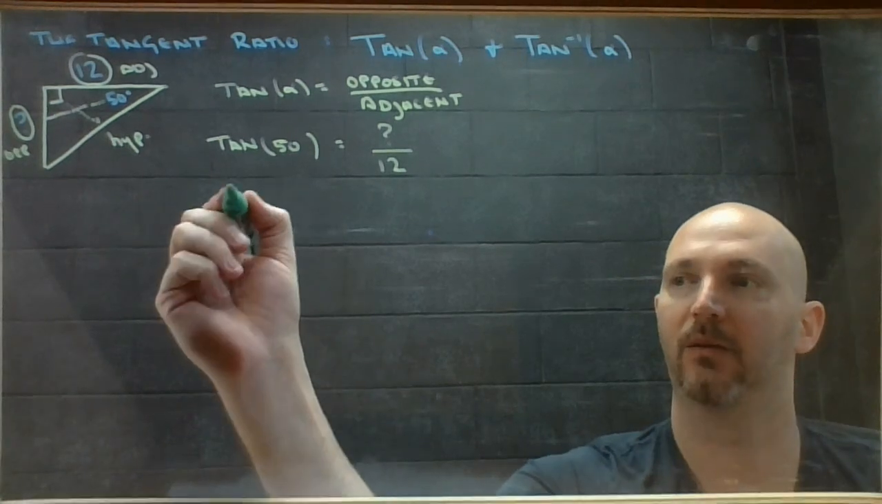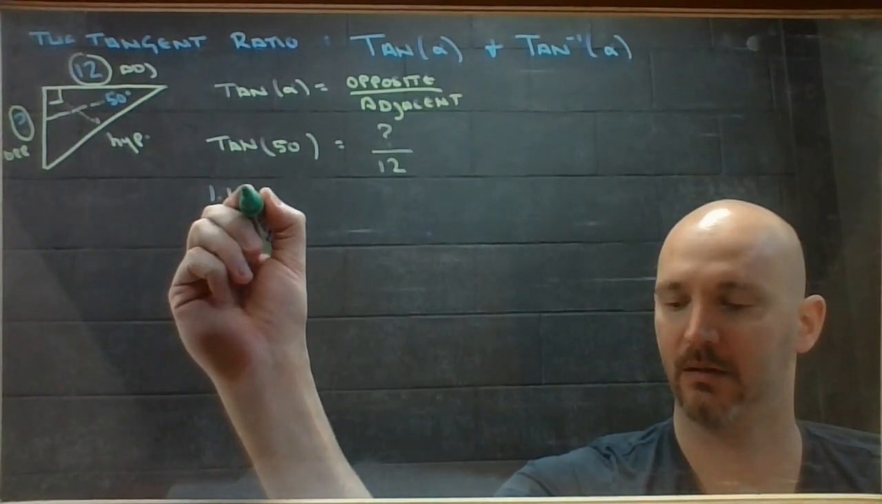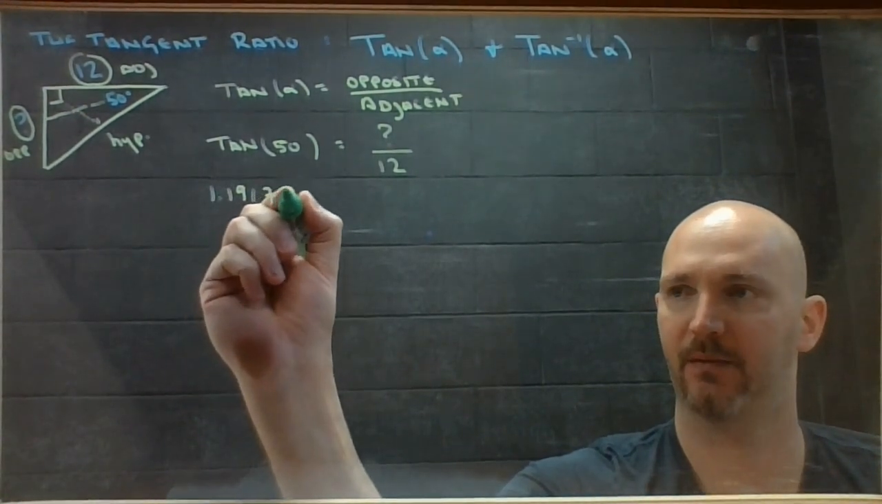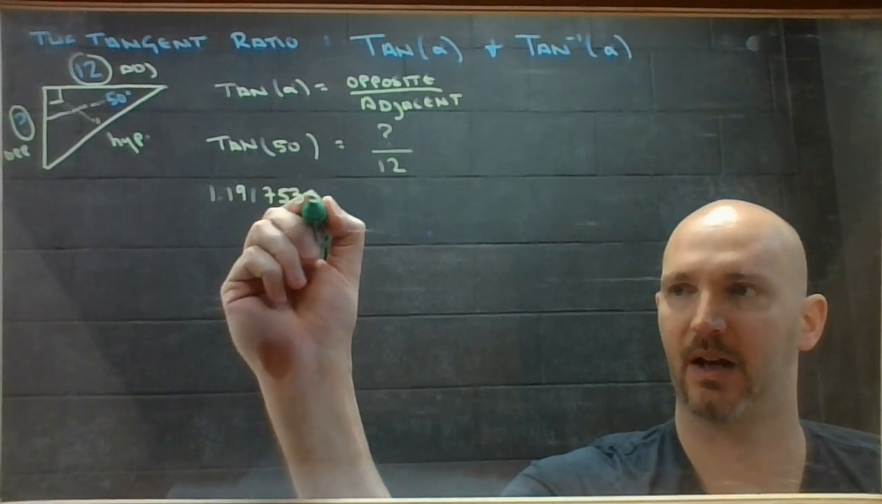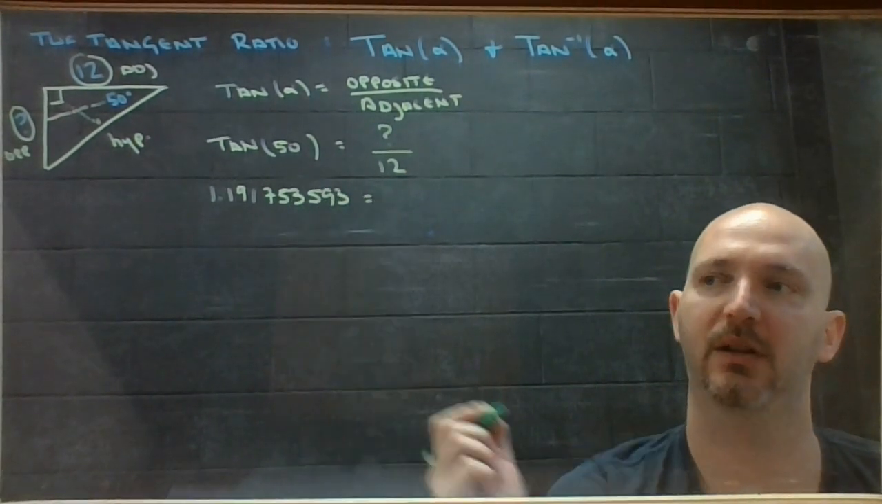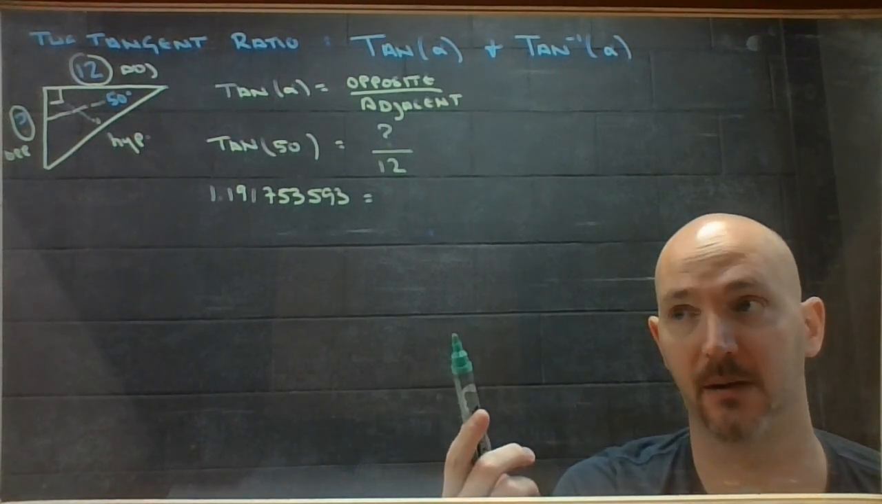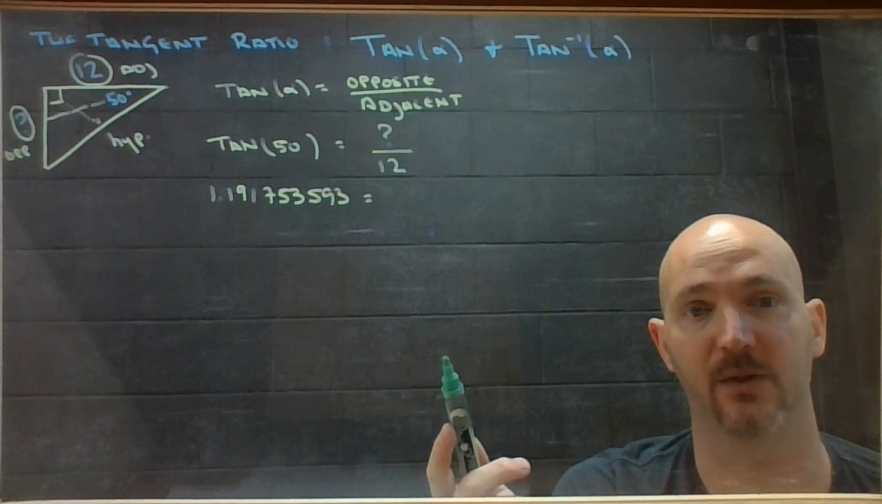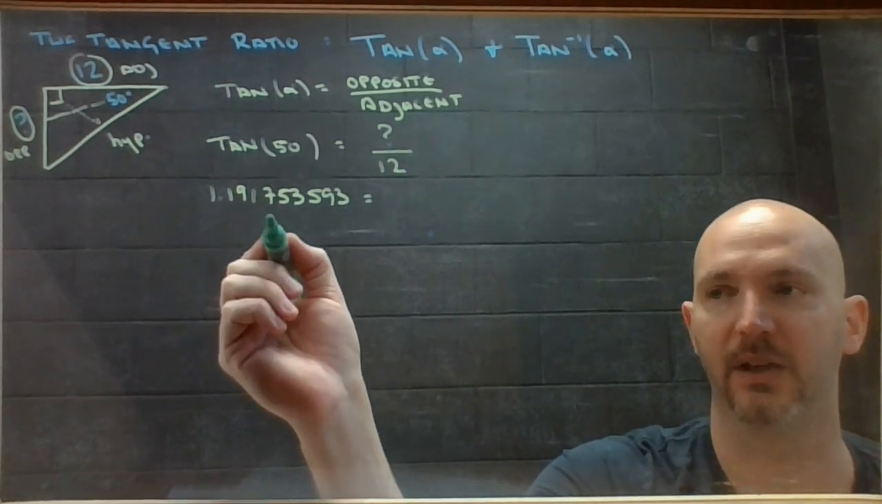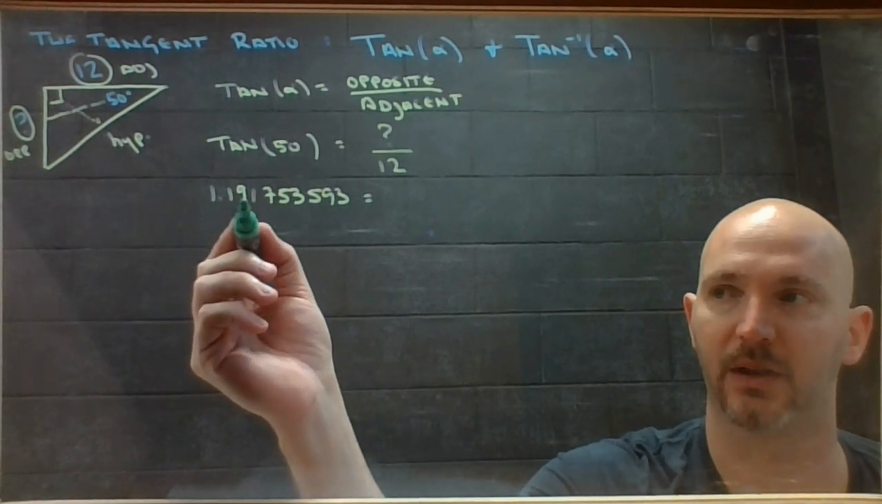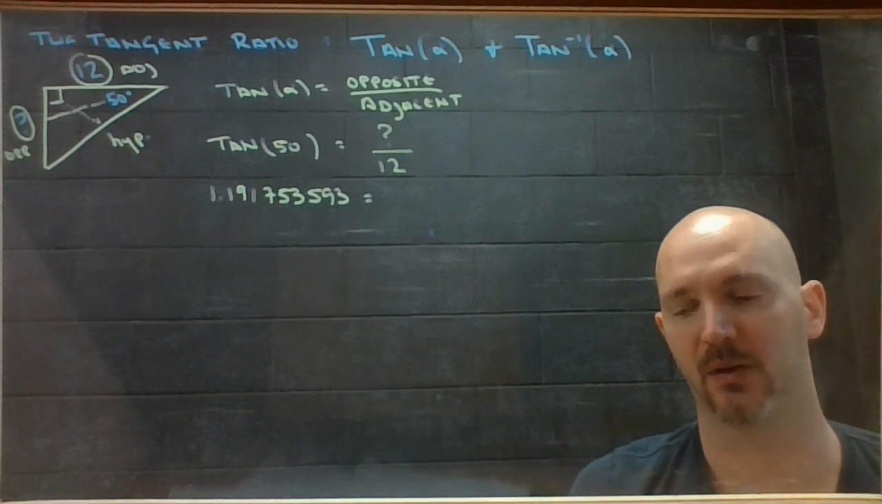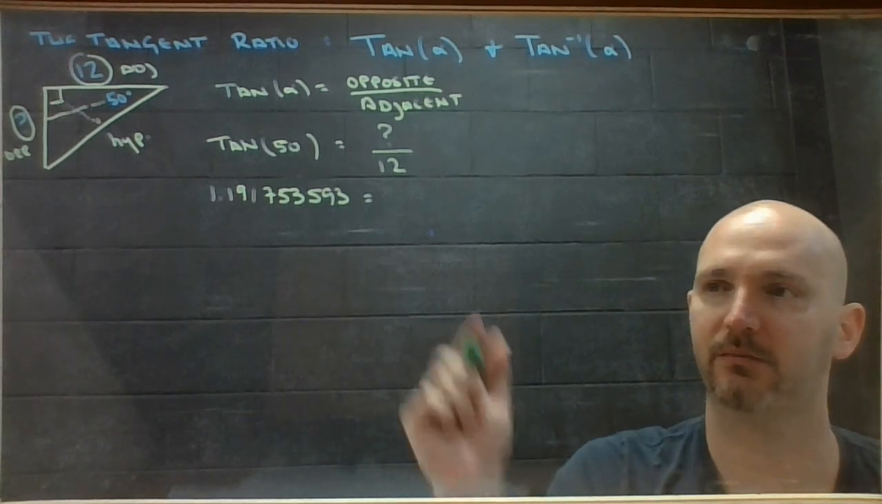And I get 1.191753593. Now you can round that wherever you'd like to, depending on how many decimals of accuracy you want. Usually I keep 3, so I might have rounded that to 1.192, but I'll just leave the whole number up there for now.